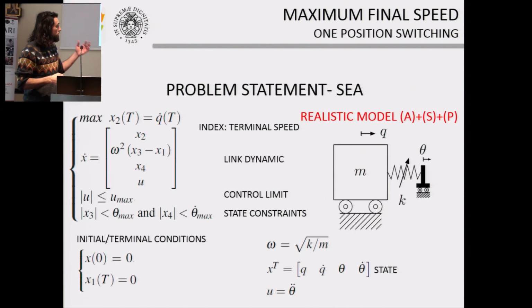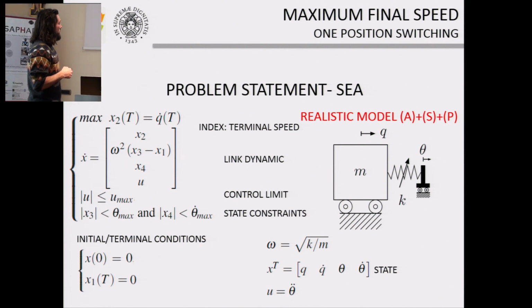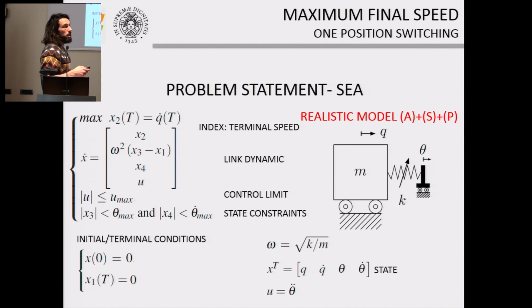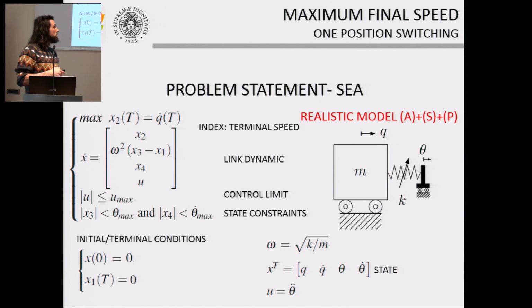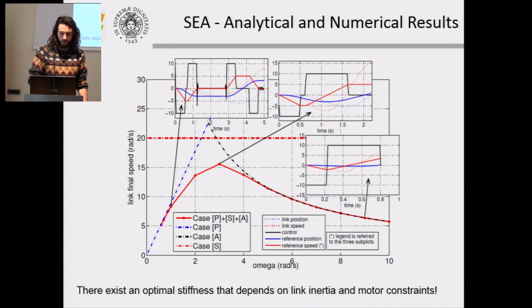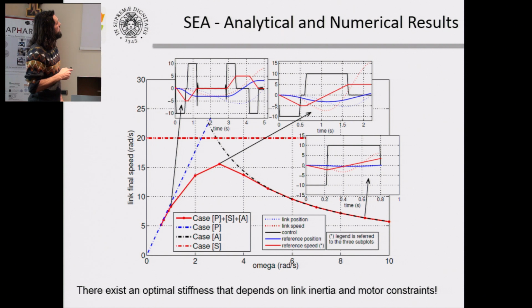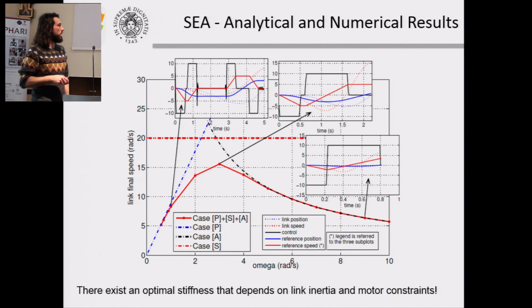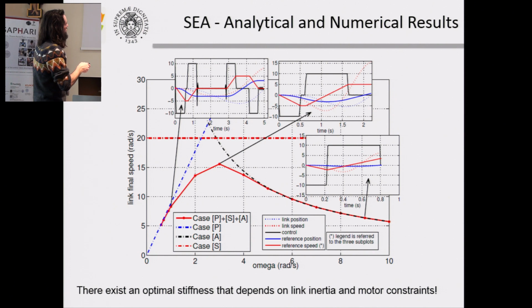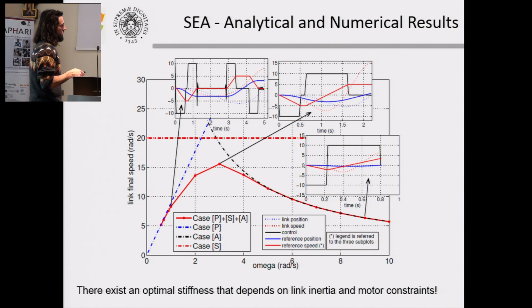So we proceed and we studied the problem from a more realistic point of view. So basically we studied the acceleration control problem, but also with constraints on the speed and on the position. And so basically this plot sums up the results we obtain. The dashed blue line represents the position control case. In the y-axis we have the maximum speed. In the x-axis the omega, the natural frequency of the system.